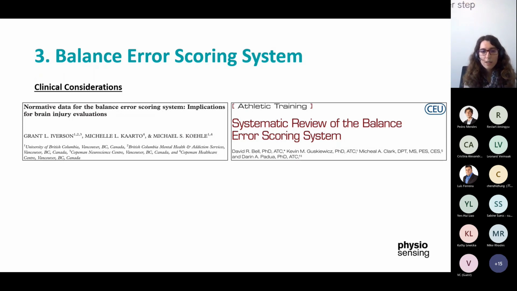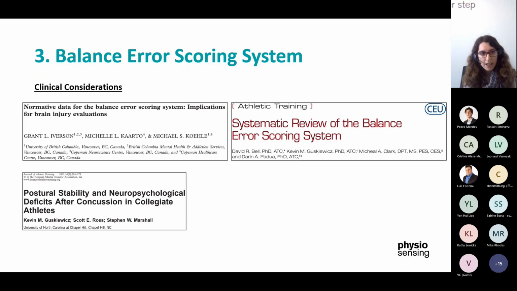Regarding the instrumented balance error scoring system with the force plate, it has also shown good to excellent reliability for postural control assessment in healthy adults. And the authors also suggest a familiarization session, as practice effects were noted before data recording.